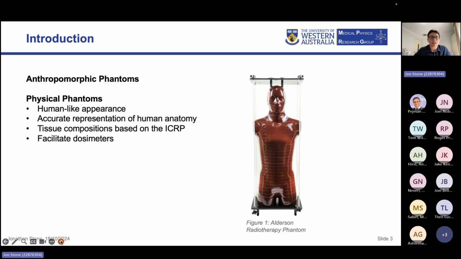There are two types of anthropomorphic phantoms. First are physical phantoms, like the Rando phantom here. They're human-like in appearance, and they provide an accurate representation of human anatomy. Quite often their tissue compositions are based on international standards like the ICRP. These phantoms also facilitate dosimeters for dosimetric measurement.